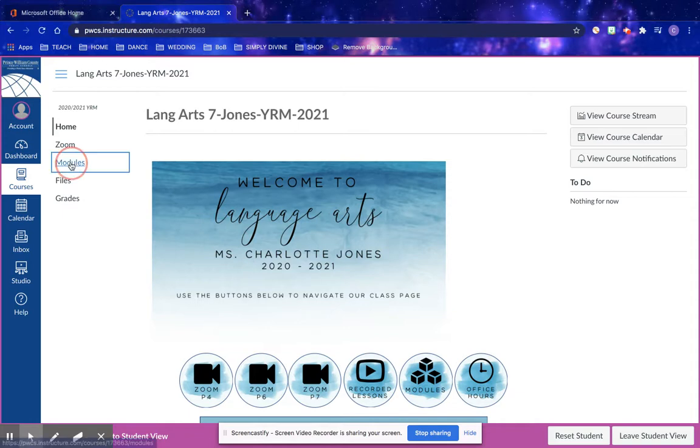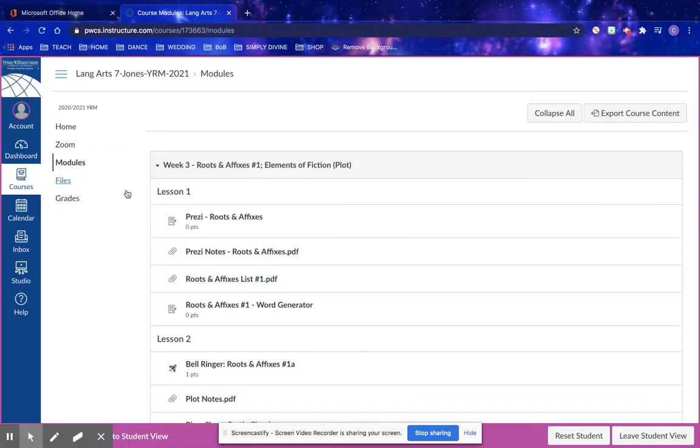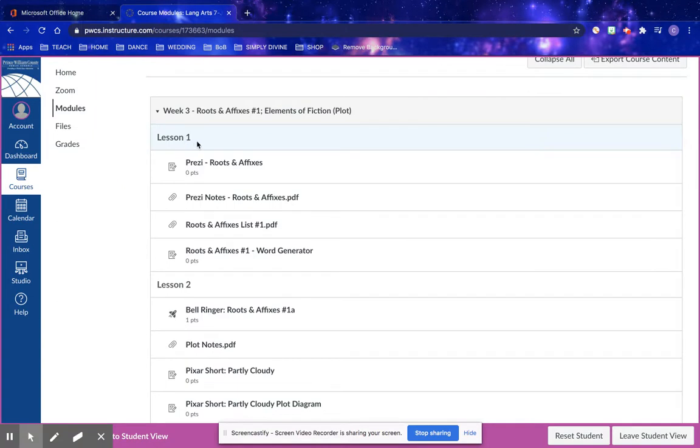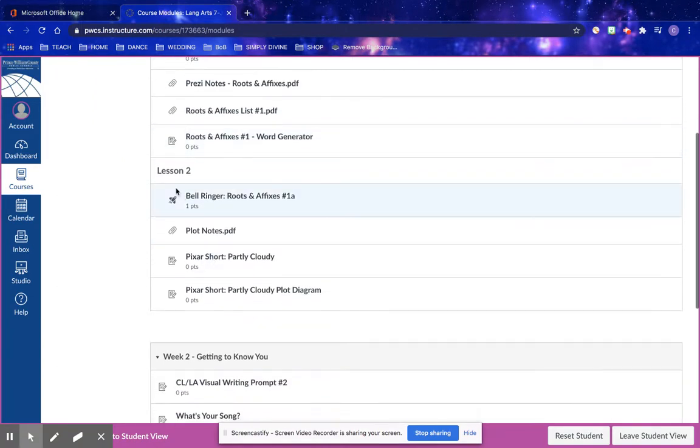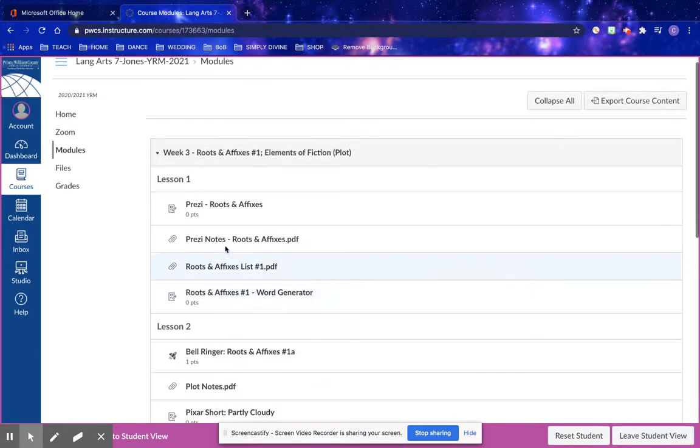So if we come into modules, I have divided the module into two parts. Part one, lesson one, this is for Thursday. These activities are meant to be completed on Thursday. Lesson two, these activities are meant to be completed on Friday. So let's pop in on lesson one.